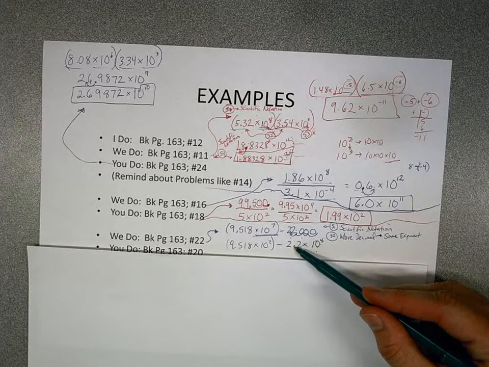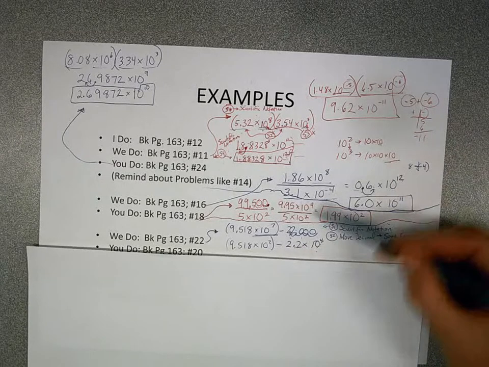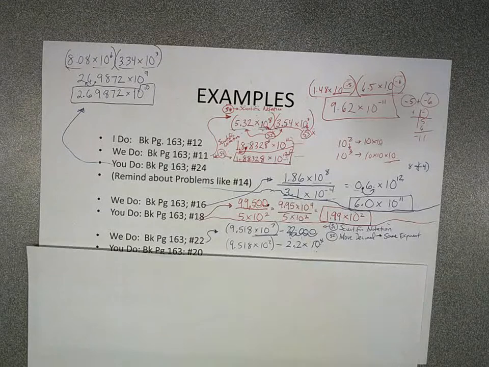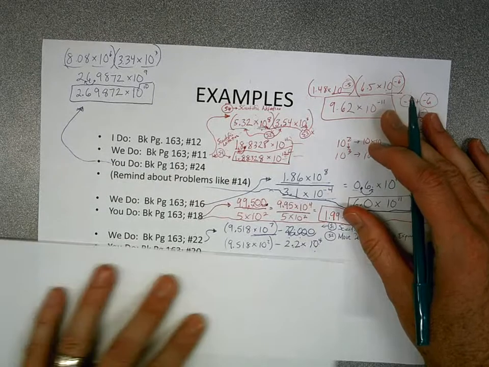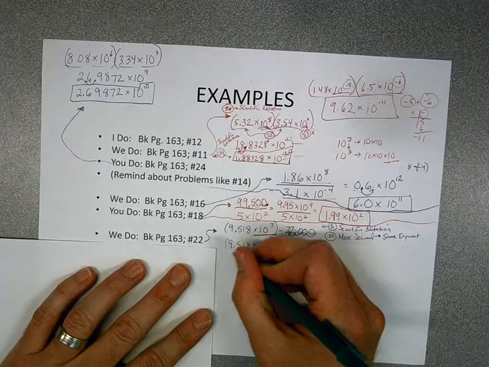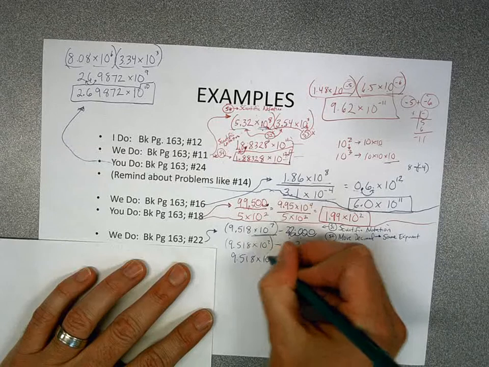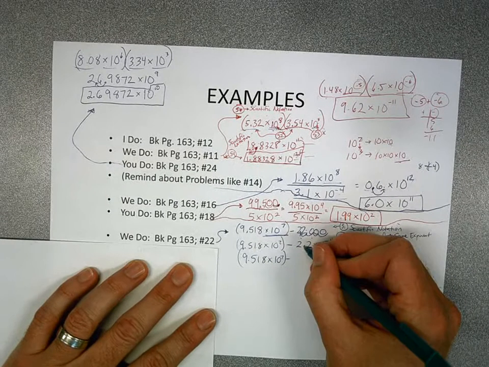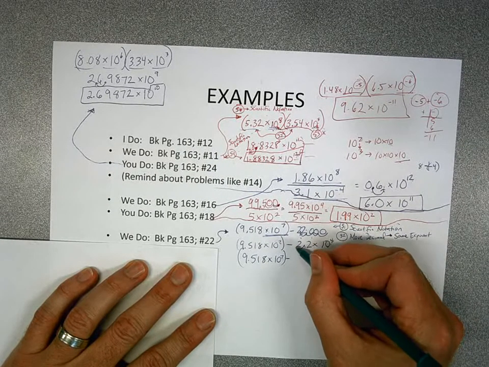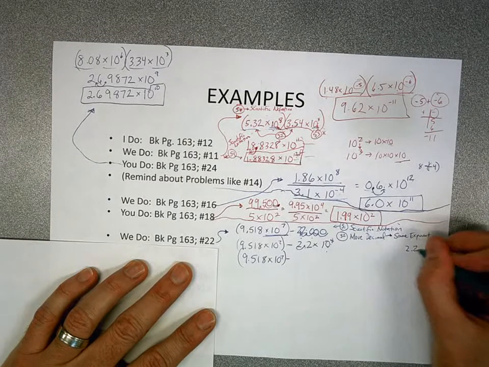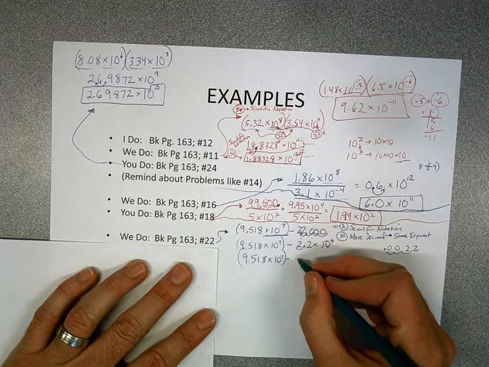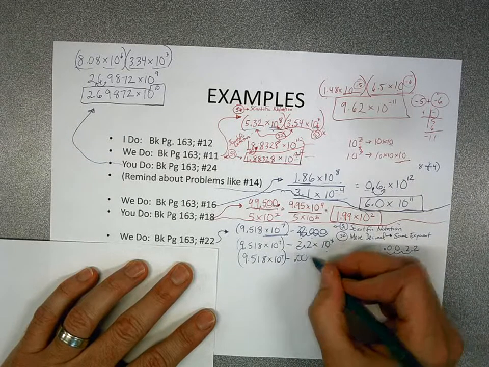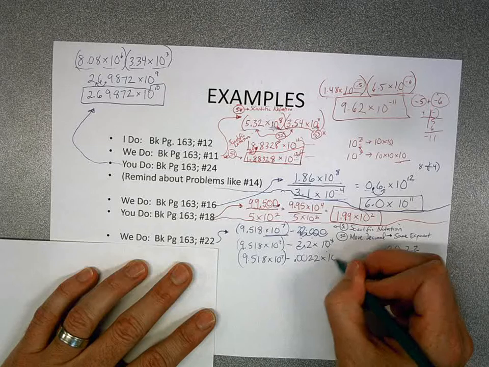So it's kind of the same idea. That's why we started with the easier ones, because now hopefully you see how this works. We're going to move this decimal left 3 times. That's getting larger. That needs to get smaller. So here we go. 9.518 times 10 to the 7th minus, and now I'm going to move this 3 times. You can go over to the side if you want and do it to give yourself more room. 1, 2, 3. So we have 0.0022 times 10 to the 7th.